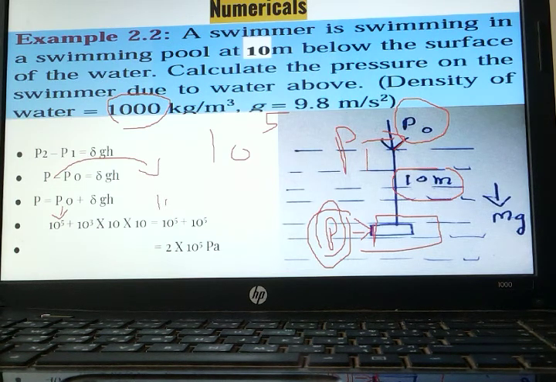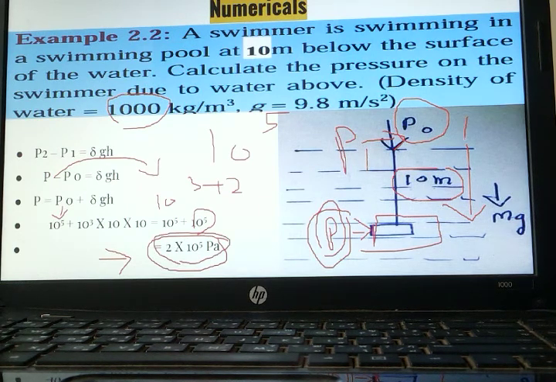Over here we will be getting 10 raised to 3 plus 2, and 3 plus 2 is 5. So we will be getting 10 raised to 5 over here as well. So it is 10 raised to 5 plus 10 raised to 5, which can be represented as 2 into 10 raised to 5. So what does this statement tell us? Whenever the person is swimming 10 meters below, the pressure exerted on him will be 2 times the atmospheric pressure.